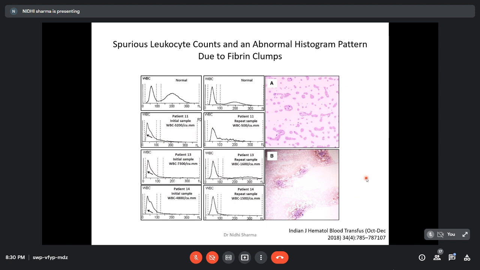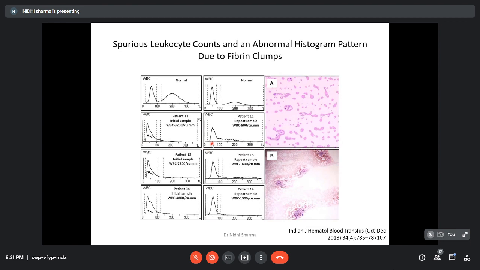Another interesting scenario reported in literature is that sometimes you have circulating fibrin clumps in your sample, which can cause a spuriously high WBC count. What is important to understand here is that you pay attention to the ascending limb of the lymphocytic graph. It should have a slight tilt, and should not be a straight ascending limb. If you get a straight ascending limb, it means you are getting a spurious leukocyte count, and mostly it is because of large fibrin strands in your sample. Once you check and find this in the sample, you can always ask for a fresh sample.